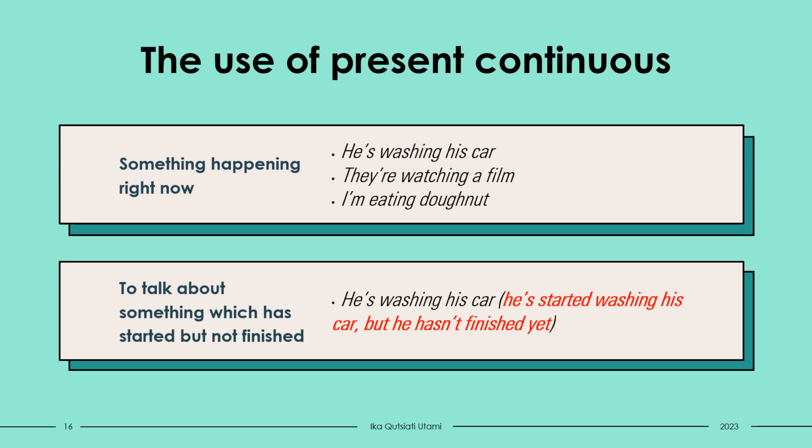Now, we can also use the present continuous to talk about something which has started but not finished. This sounds similar to the last point. If we say he's washing his car, this means he has started washing his car, but he has not finished yet. Okay, did you get it?